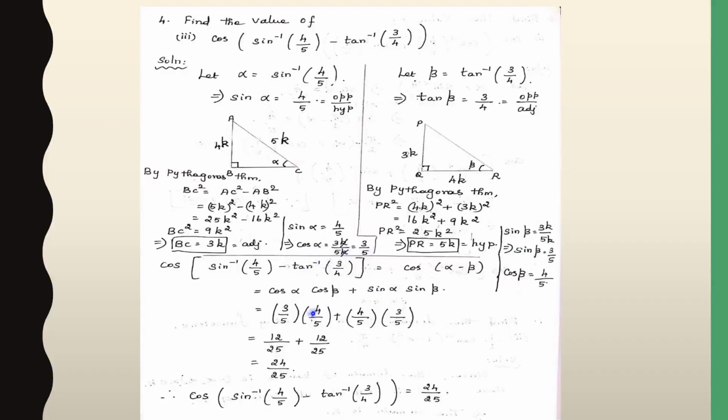Cos alpha's value is 3/5, cos beta's value is 4/5, plus sin alpha's value 4/5, sin beta's value 3/5. These two are multiplied, these two are multiplied, and then we add them. Multiplying, 3 4s are 12 divided by 25 plus 4 3s are 12 divided by 25. Since both denominators are the same, we can write a single denominator, 25, and directly add the numerators. Adding the numerators gives 24. So the final answer is 24 divided by 25. Thank you students.